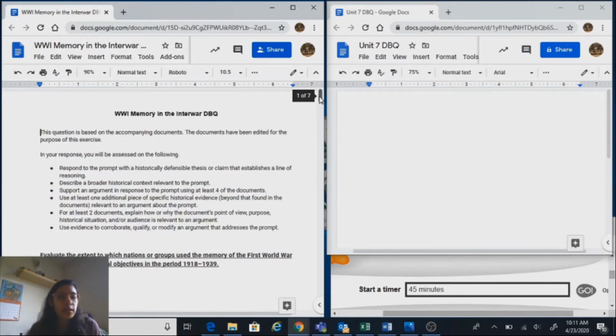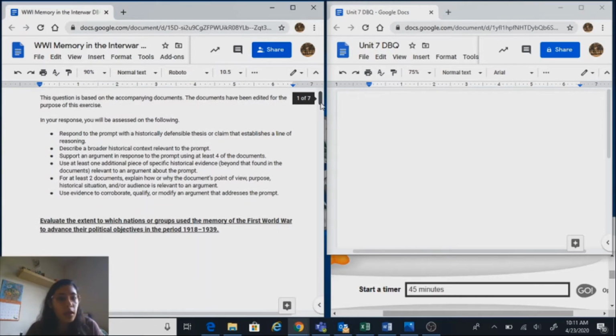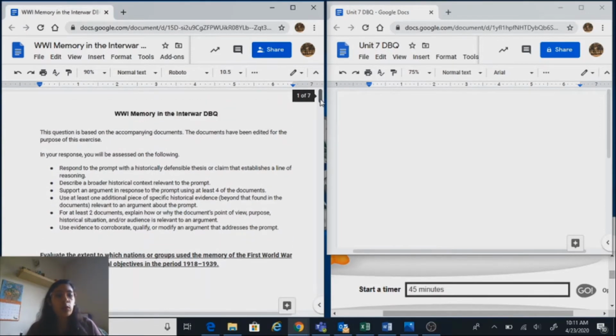Okay, so the essay that I need to write, the prompt is: evaluate the extent to which nations or groups use the memory of the First World War to advance their political objectives in the period 1918 to 1939. So first, we're going to go ahead and analyze some documents.